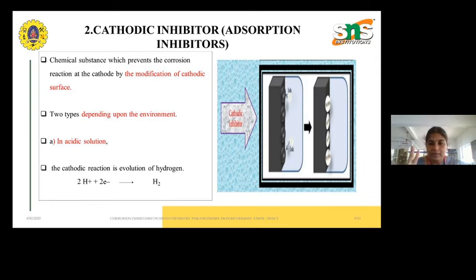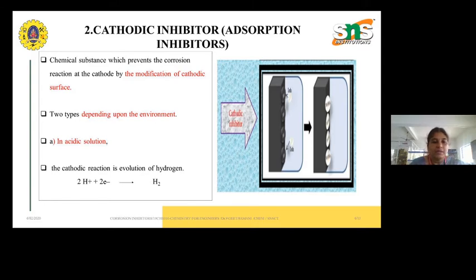Like our wet corrosion, here there are two parts. In wet corrosion we saw two different conditions based on the acidic or other environmental medium, that corrosive medium. We classify into two types: one is hydrogen evolution type, and another one is oxide ion formation or oxygen liberation. Similarly, the cathodic inhibitor or adsorption inhibitor takes two different types, depending on the corrosive environment.